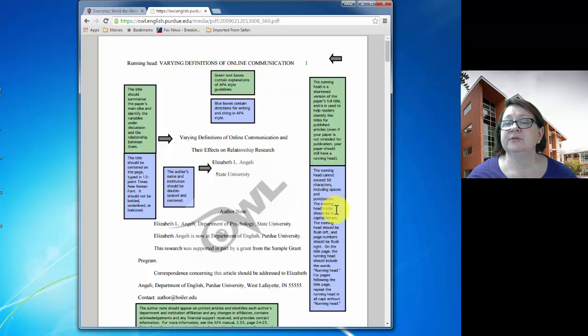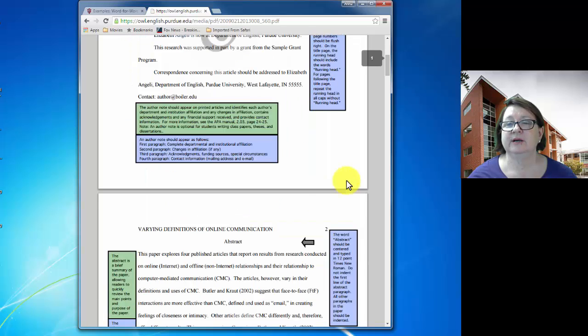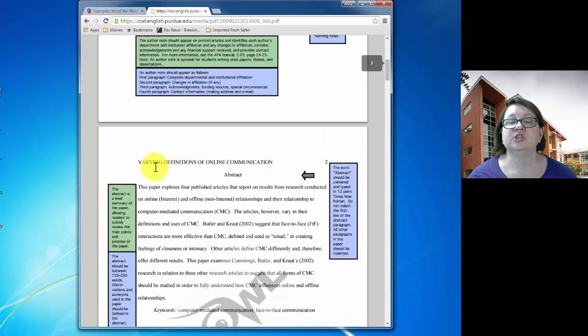And it gives you right here this instruction. It says the running head's title should be in capital letters. The running head should be flush left, and the page number should be flush right. So this page number is flush right. This running head is flush left. Okay. On subsequent pages, and I'll show you that right now, you've got no words running head, just the title and the page numbers. Okay.